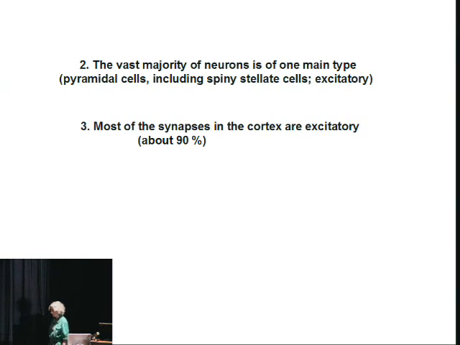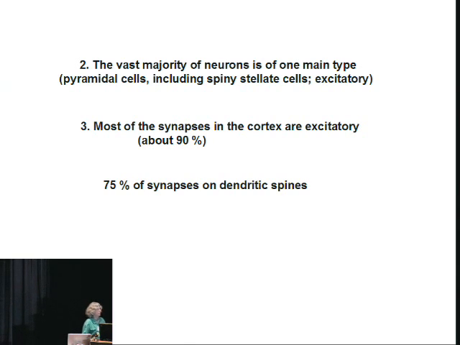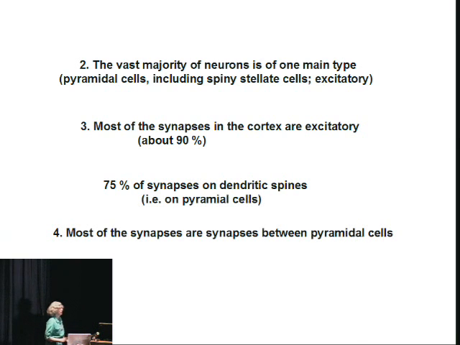After that, it is not astonishing to find in electron microscopical investigations that most of the synapses in the cortex are also excitatory. About 90% of the synapses are excitatory synapses. Classifying the synapses further, you find that the majority is located on dendritic spines, which I just showed you before, about 75%. These are all located on pyramidal cells, and the excitatory synapses are made by pyramidal cells. So this leads to the inevitable conclusion that most of the synapses in the cortex are synapses between pyramidal cells.